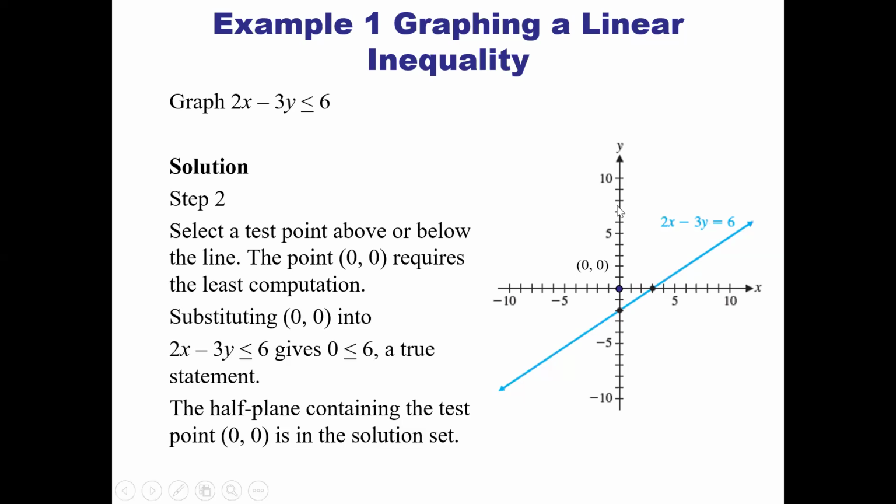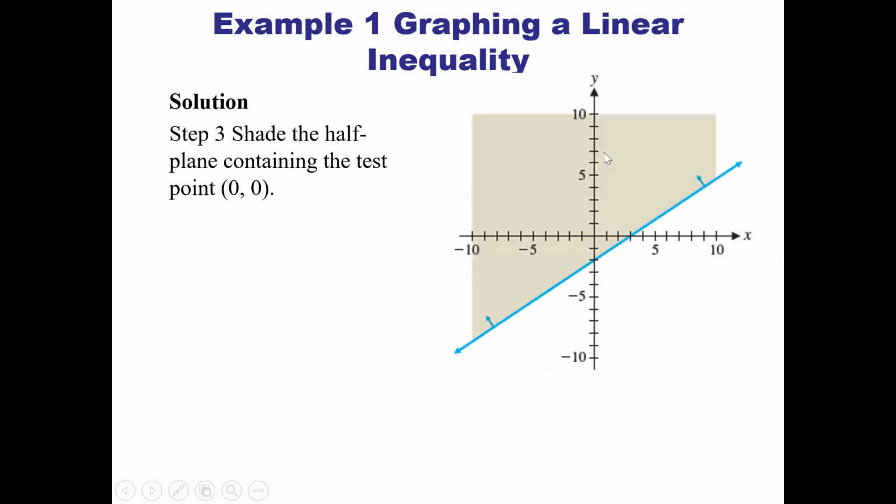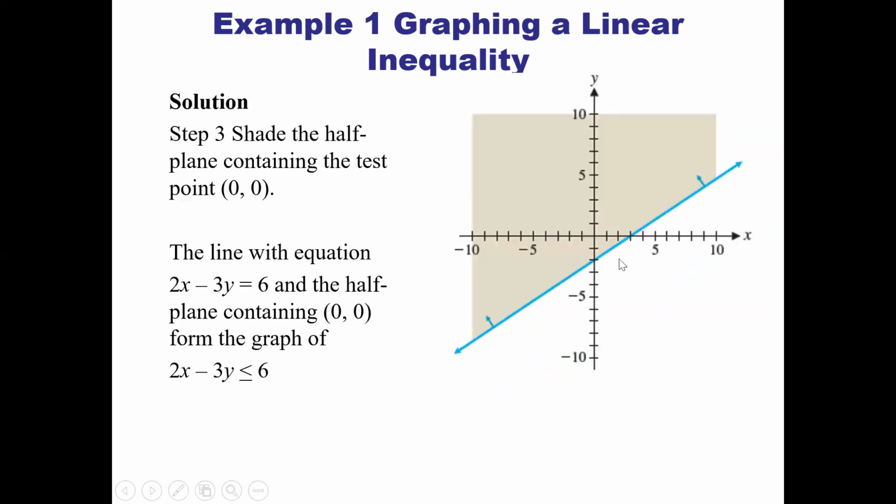So that means the half plane that's up here is going to be in the solution set, and so therefore we shade that part of the plane. And again, we drew that solid line because it was the less than or equal to the 6 here. Okay, so this is going to be the solution to this problem.